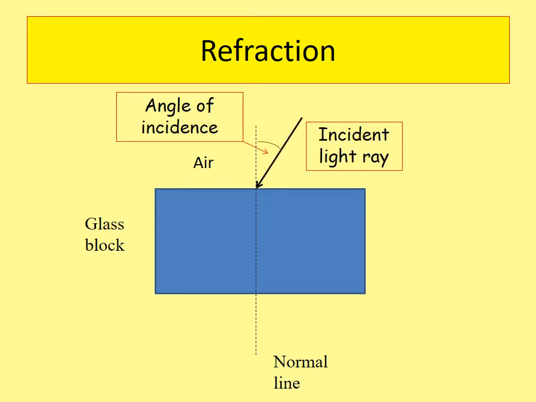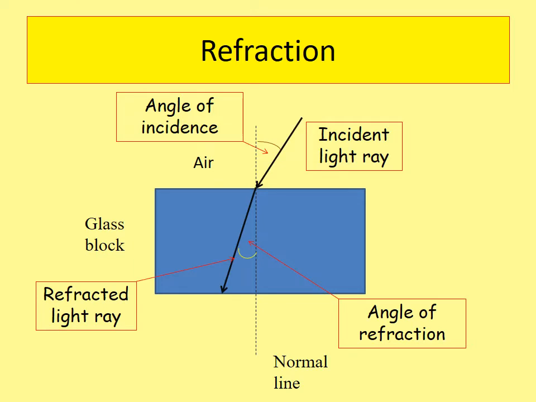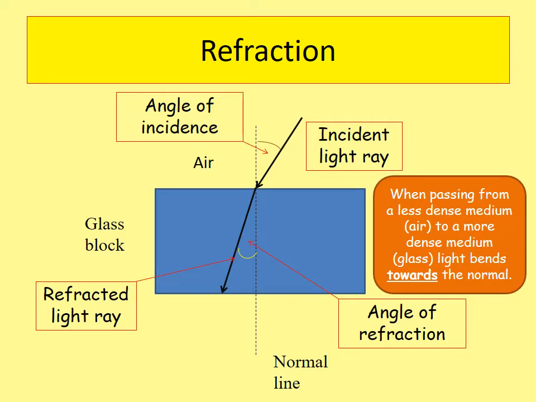Just like in reflection, we have an angle of incidence between the normal line and the incident light ray. We also have a refracted light ray. Notice where it has been refracted or bent, and correspondingly there is an angle of refraction between the normal line and the refracted light ray. So when passing from a less dense medium, for example air, to a more dense medium, in this case the glass block, light bends towards the normal.